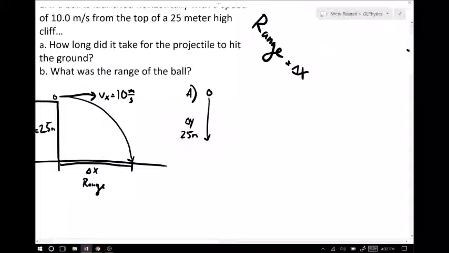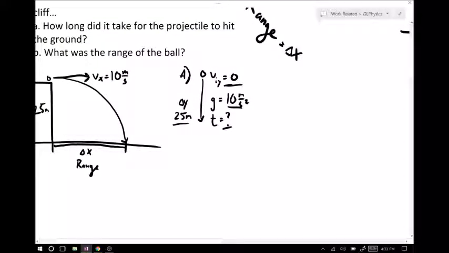So our initial velocity in the y direction is 0. Gravity, of course, is going to be 10 meters per second squared. And we're just solving for time. We have 3 variables that we know and 1 that we do not know, so we just have to plug into an equation that we know. One equation is your vertical displacement is equal to the initial velocity in the y direction, multiplied by t, plus 1/2 times your acceleration multiplied by your time squared.